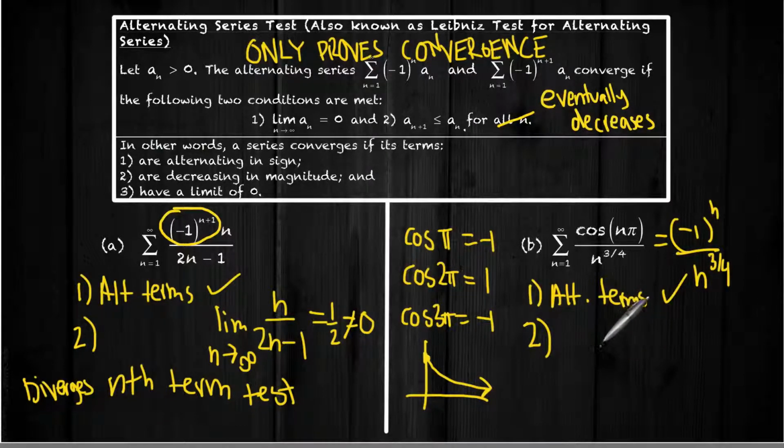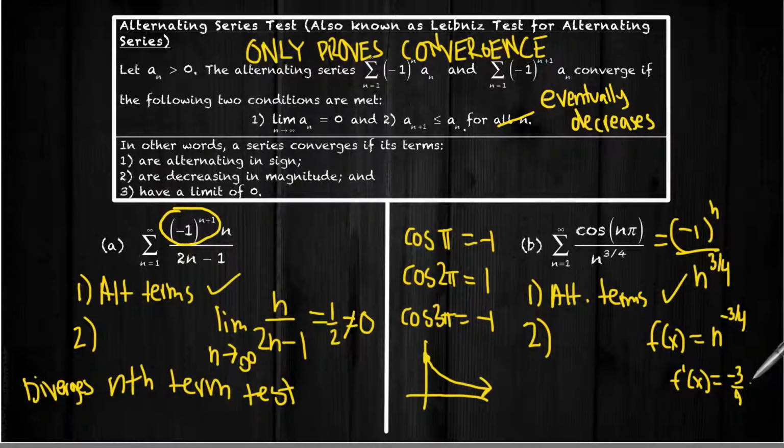If you want, you could actually use the derivative test, and you could show that the derivative is always negative. So why don't we do that really quickly? Let's say we have f of x equals 1 over x to the 3/4. So I'm going to make that x to the negative 3/4. And so f prime of x is equal to negative 3/4 x to the negative 7/4. So you can see that f prime of x is always going to be negative, which means the function is decreasing. So you have to find a way to show that the function is decreasing.